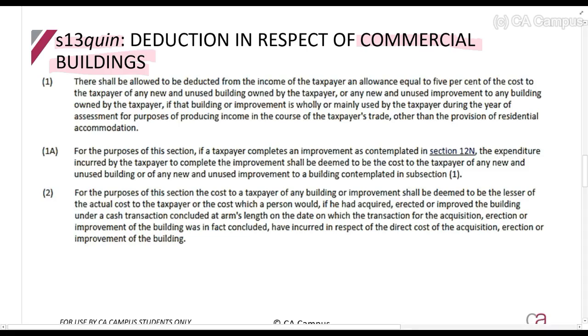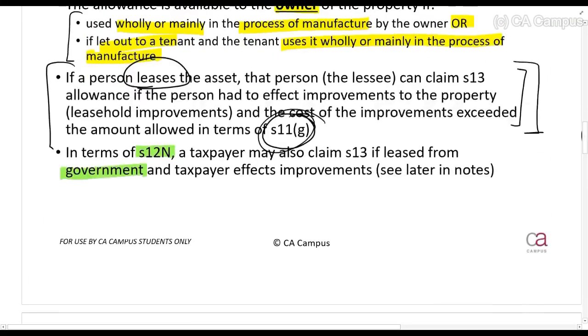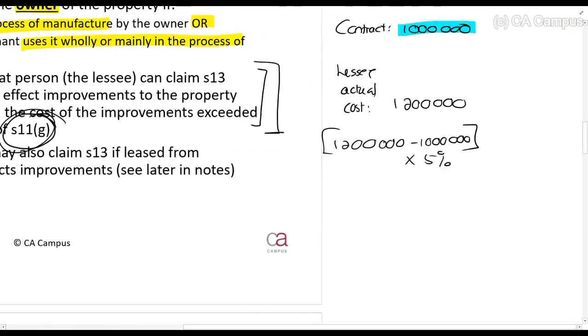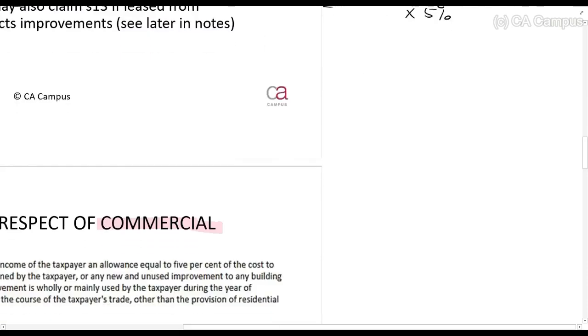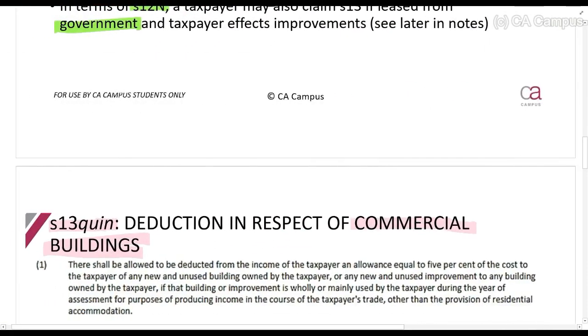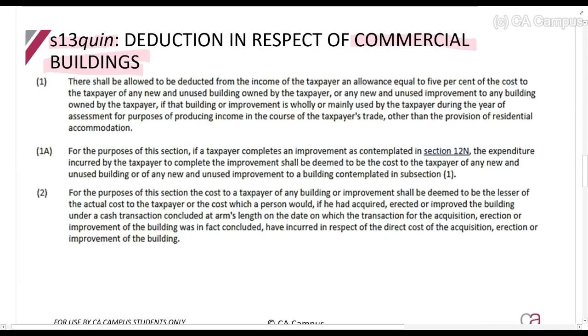However, if the building does not qualify for section 13 because it is used mostly as offices, you can then still claim on that portion basically your commercial building allowance. Okay, but not too common to see that. But here we go, commercial buildings.